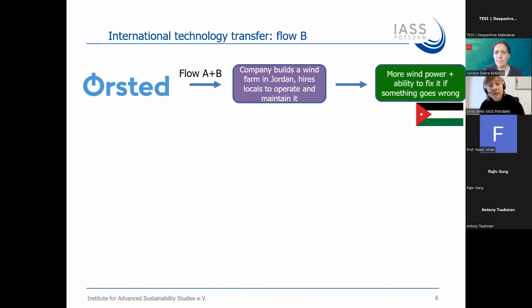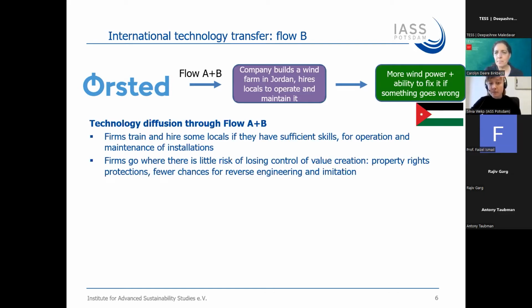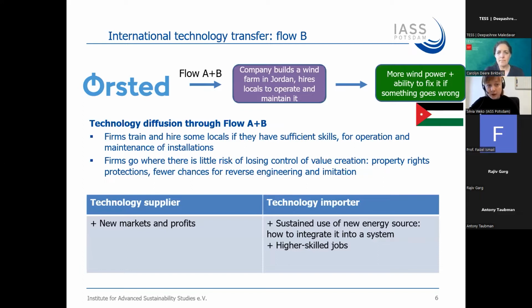So another way that we can see technology transfer happening, what we call flow B, would be if a company built a wind farm, and then it would hire locals to operate and maintain it. And so this generally is going to happen if locals have sufficient skills for some kind of operation and maintenance. It also happens more often where firms see a relatively low risk of losing control of value creation. And so for the technology supplier, they get new markets, they get new profits. For the importer, they have this ability to integrate new energy sources into a system and also higher skilled jobs, which is a good development benefit.